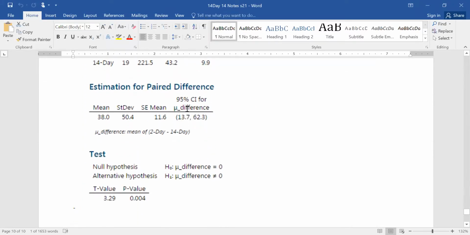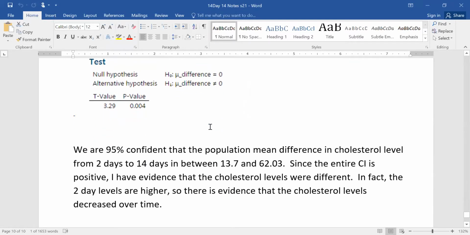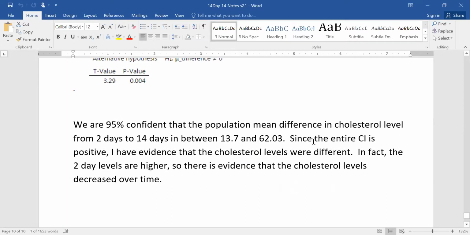What I'm interested in is this part, my 95% CI. So right there, we're 95% confident that the population mean difference, mu d, the mean difference in cholesterol levels from day 2 to day 14 is between 13.7 and 62.03. So since the CI is positive, that means 0 is not in my CI, I have evidence of a difference. That difference is saying that the 2-day levels are higher. Okay, so we are showing that it has decreased over time. So I'm kind of answering the question when I write my follow-up. Right? So that's my CI problem.